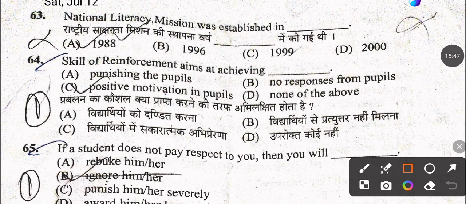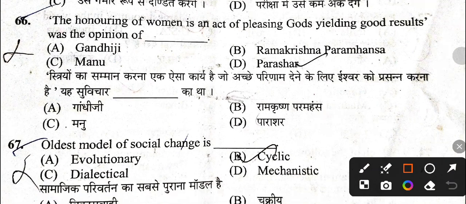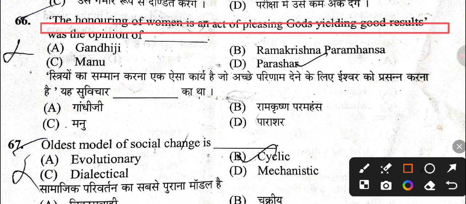The skill of reinforcement aims to achieve positive motivation in the pupil. If a student does not pay respect to you, then you will ignore his behavior for a little time. Option number B is the right answer. The honoring of a woman is an act of pleasing God, yielding good results. Was the opinion of, so it is option number D according to the answer key.